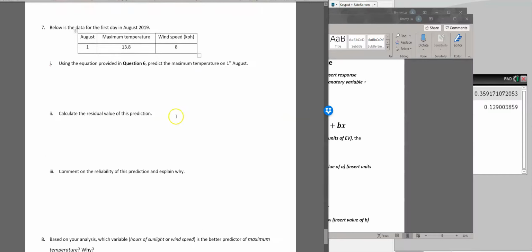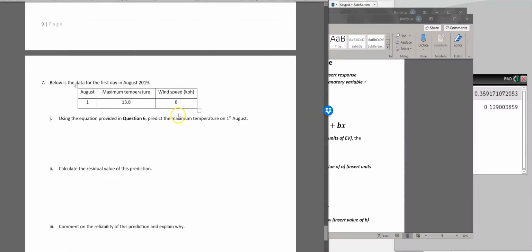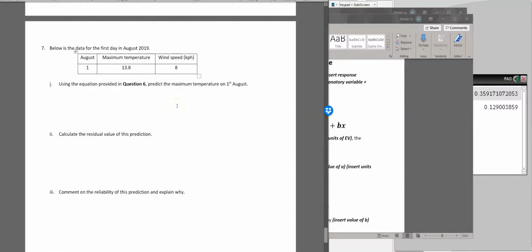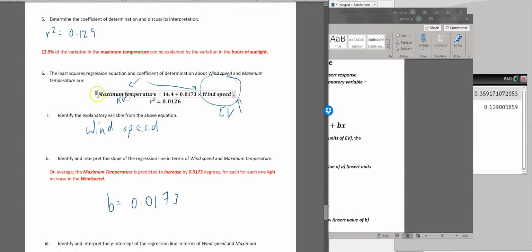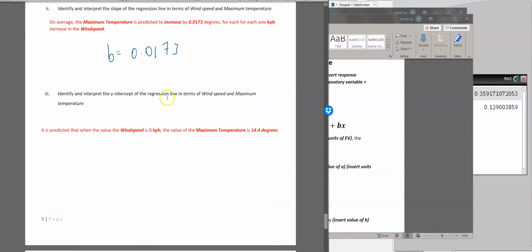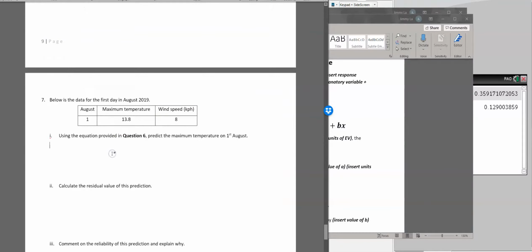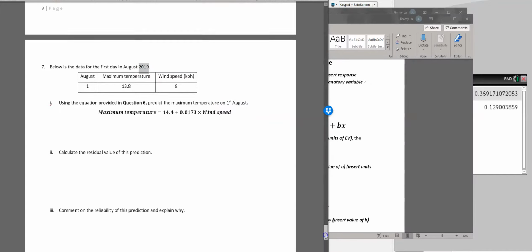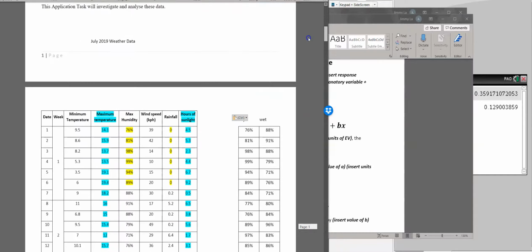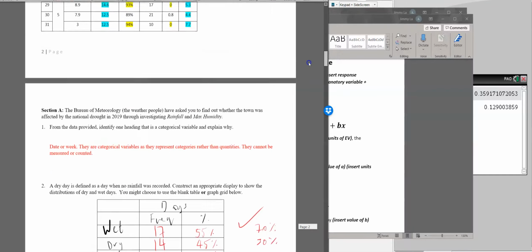All right, moving on. We got these last few questions here. Now, using your equation provided in number 6, predict the maximum temperature on the 1st of August. So we're going to use this equation. I'm going to copy and paste this. 1st of August, so this is the next piece of data, August 2019. And remember, the data we're looking at is in July.